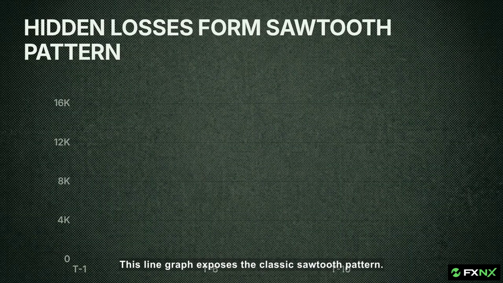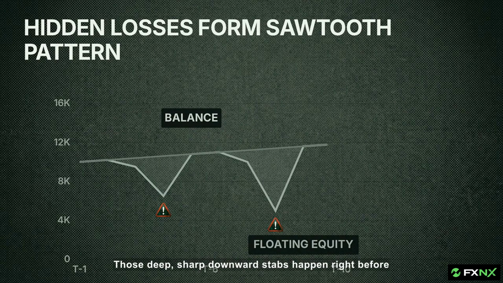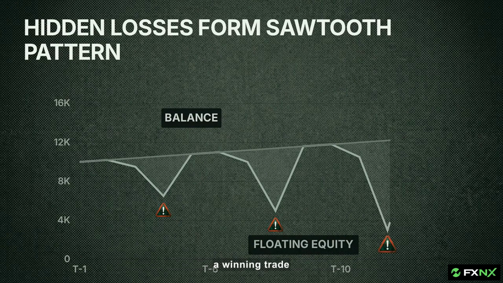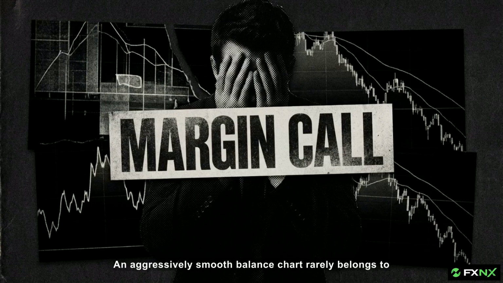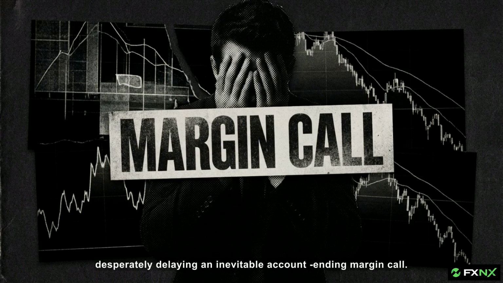This line graph exposes the classic sawtooth pattern. Notice the smoothly rising balance on top, but look at the true floating equity below it. Those deep, sharp downward stabs happen right before a winning trade finally closes to cover the mounting losses. An aggressively smooth balance chart rarely belongs to a genius trader. It usually belongs to a gambler desperately delaying an inevitable account-ending margin call.